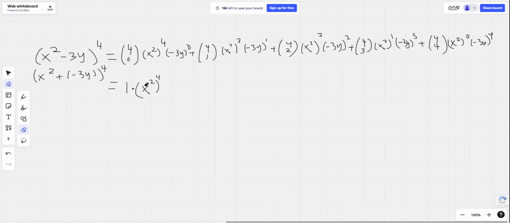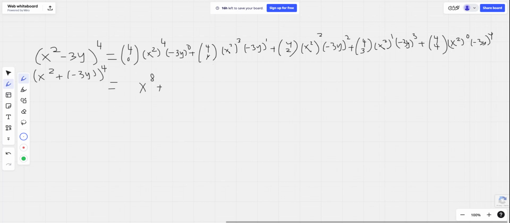Now, if we have a power raised to another power, we use laws of exponents. That is changed to x to the 2 times 4. If you have this order of exponents, you multiply the exponents to get x to the 8. Negative 3y to the 0 is just 1, since anything to the 0 is 1. So our first term is simply x to the 8th.